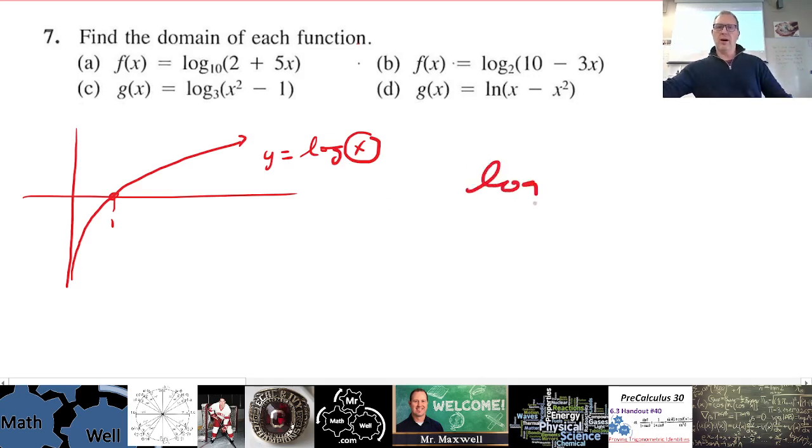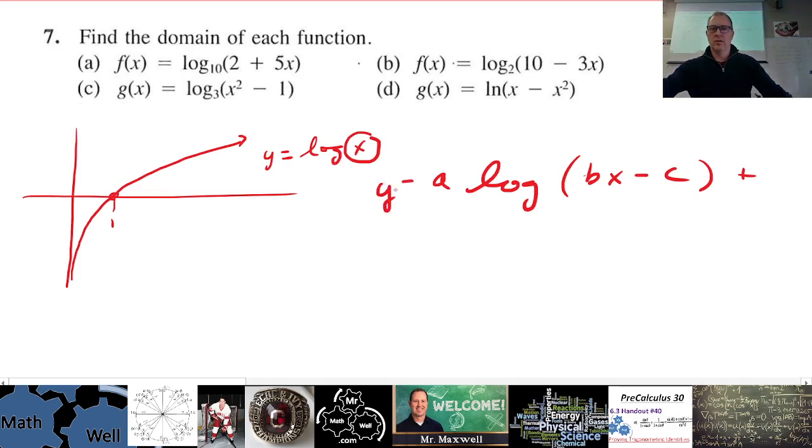So if we had log of, let's say a is out here, let's say bx plus c, and then plus d out here. Or maybe we should make this minus c, right? Because that's closer to the transformations that we looked at. So if b is greater than 1, that's a compression, right? Remember that? It squishes in. And if it's a minus c, that moves everything to the right. And if it's a plus c, it moves everything to the left.